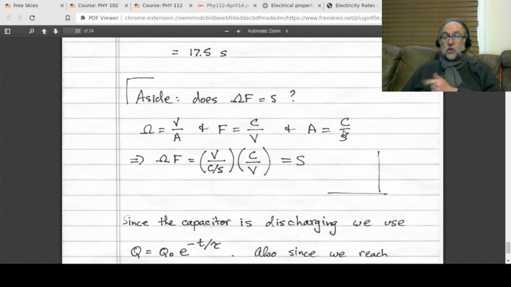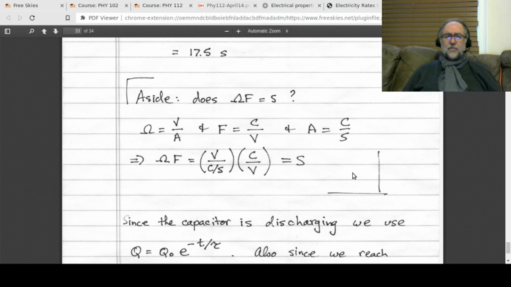An amp is a coulomb per second. And so we're actually going to write the amp down here as a coulomb per second. So the ohm is going to be a volt per coulomb per second. And a farad is a coulomb per volt, and you'll see that the volts will cancel, the coulombs will cancel, and the seconds, because they're in the denominator of the denominator, they come up into the numerator, and you get seconds, okay? So rather remarkable.